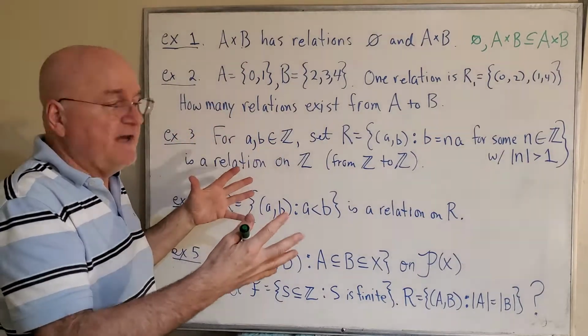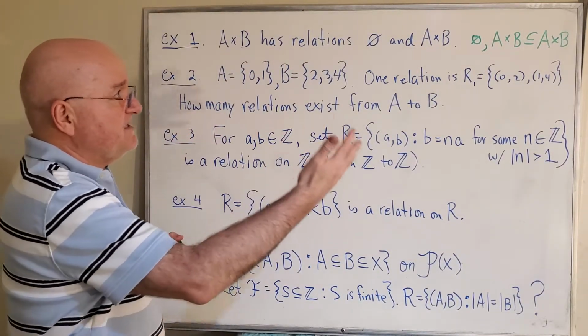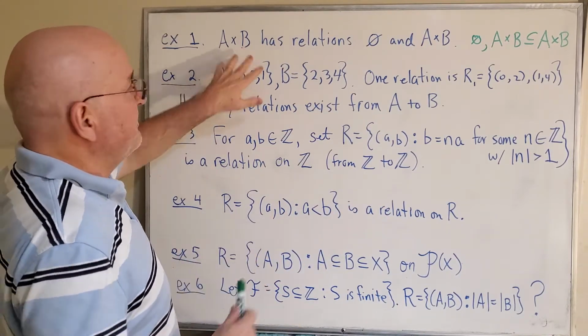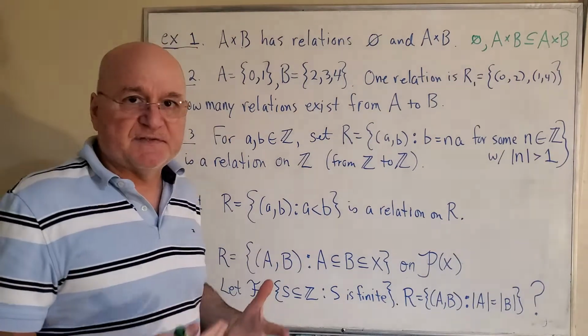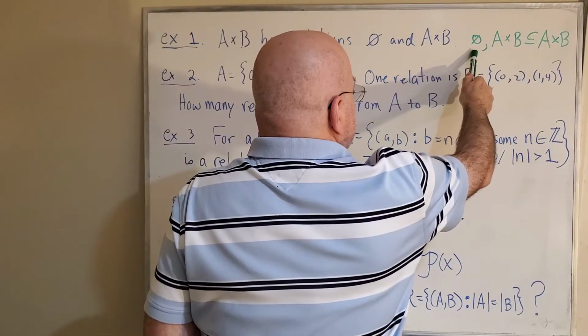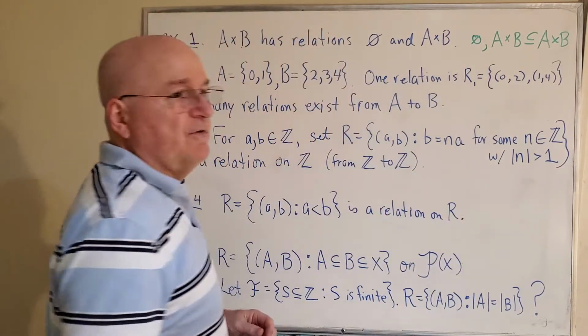A cross B is all of the ordered pairs where the first element comes from A and the second comes from B. So that big set, the empty set is a subset of it. The empty set is a subset of every set. And then the entire thing is also a subset of itself. So you could say this is the smallest relation from A to B, and this is the largest relation from A to B.